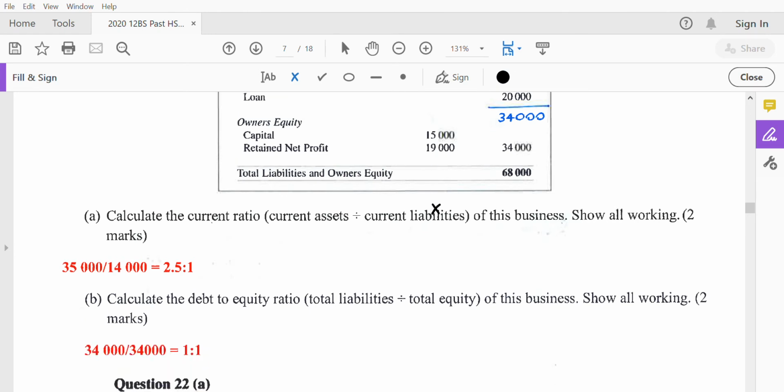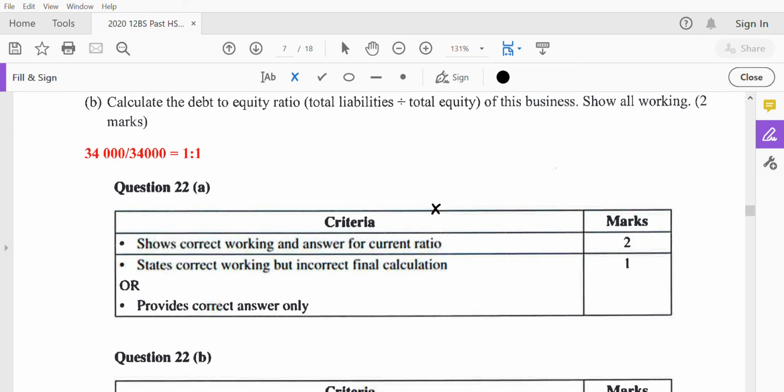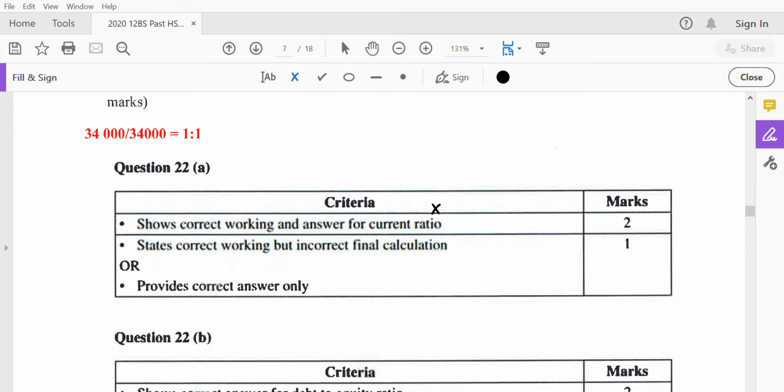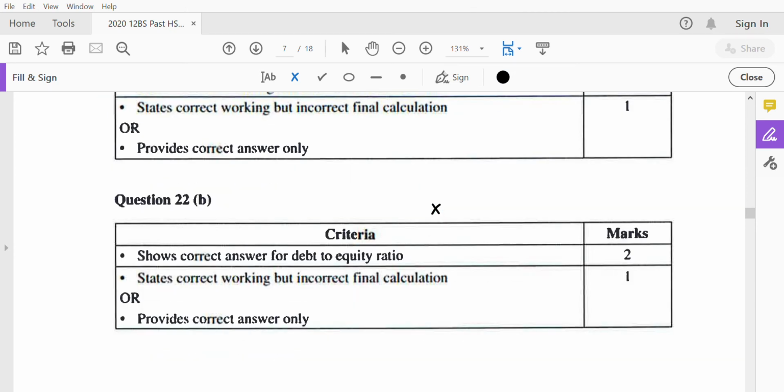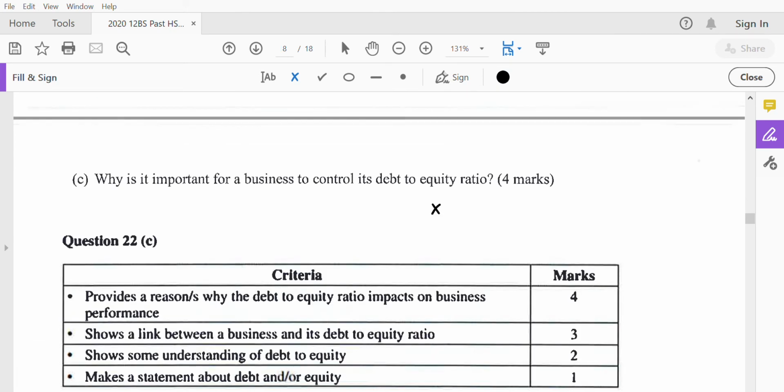Calculate the debt to equity ratio, show all working. Here again, 34,000 divided by 34,000, it's 1 to 1. And we like 1 to 1. 1 to 1 is our benchmark. So what I've got there for you is just the marking criteria, just so you can see what the answer would be.